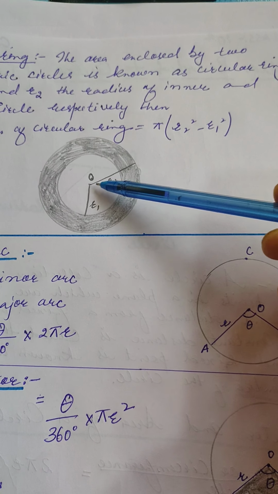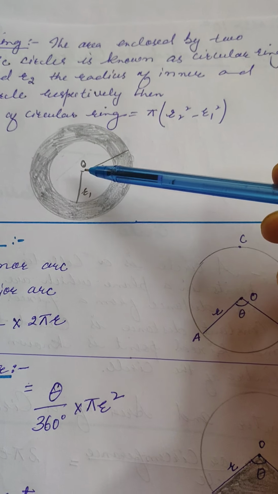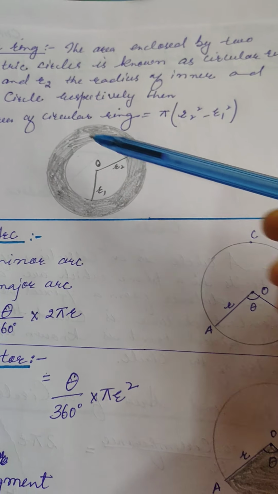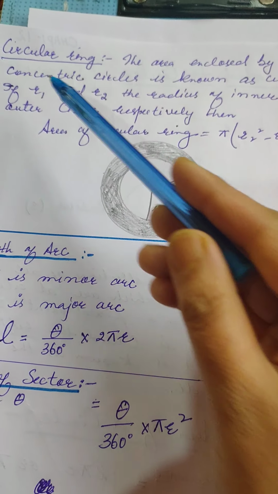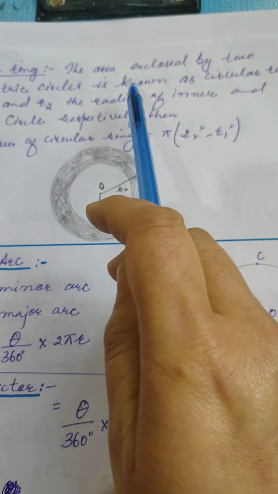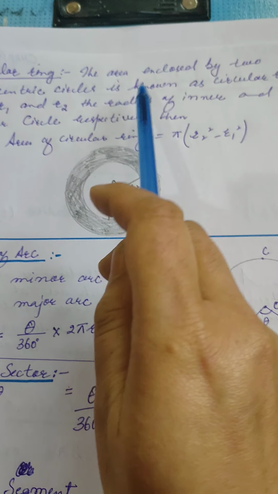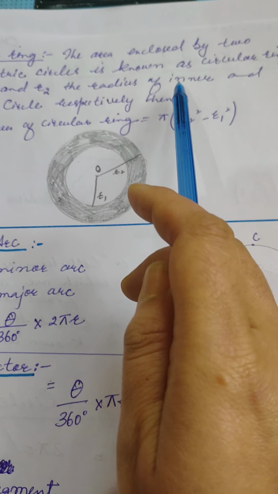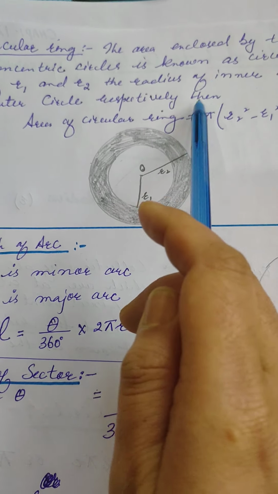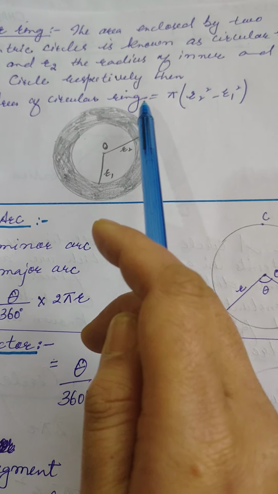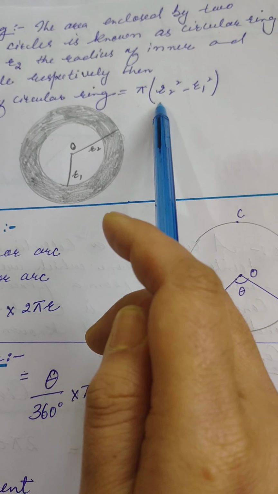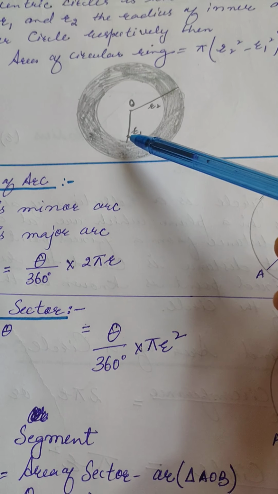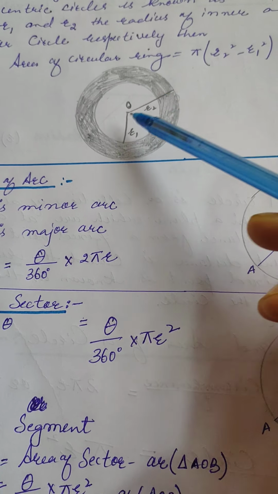Here I have taken radius r2 for the bigger circle and r1 for the smaller circle. So the shaded portion is the area of the circular ring. The area enclosed by the two concentric circles is known as the circular ring. If r1 and r2 are the radii of the inner and the outer circle respectively, then the area of the circular ring is equal to pi (r2 square minus r1 square). Here r1 is the radius of the smaller circle and r2 is the radius of the bigger circle.